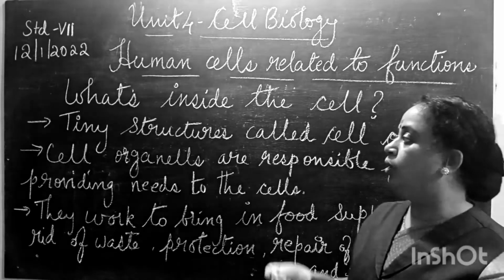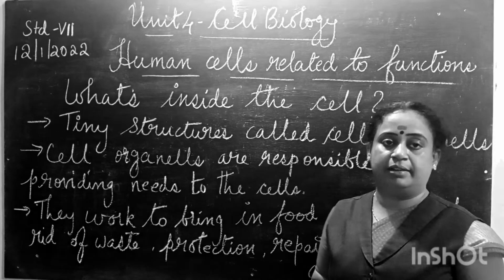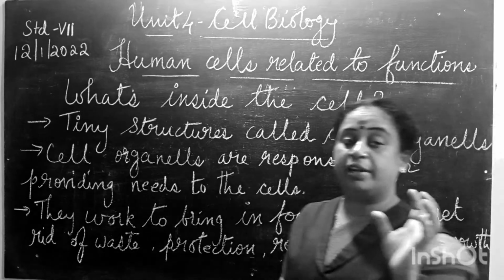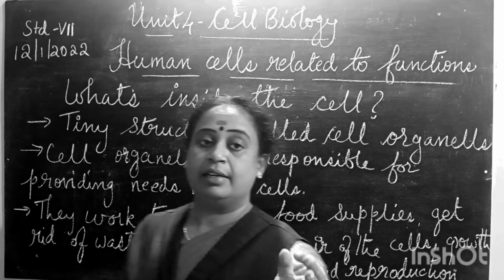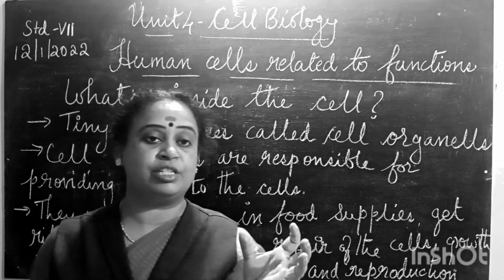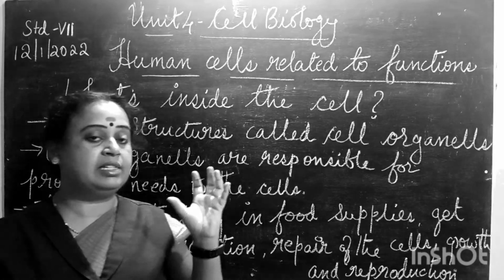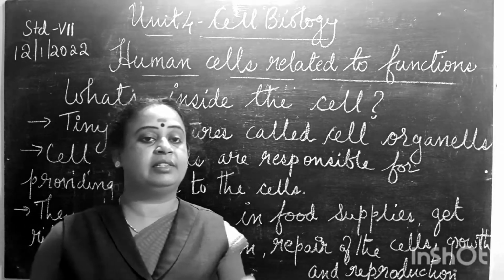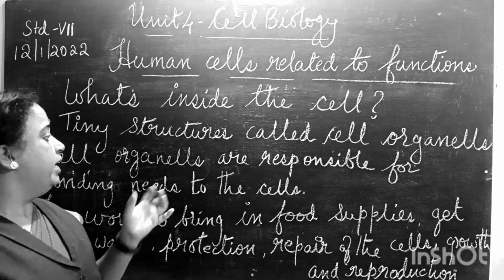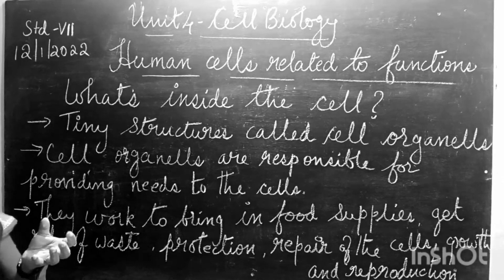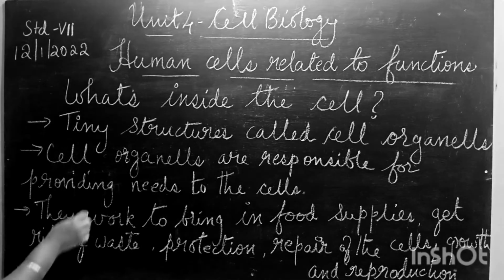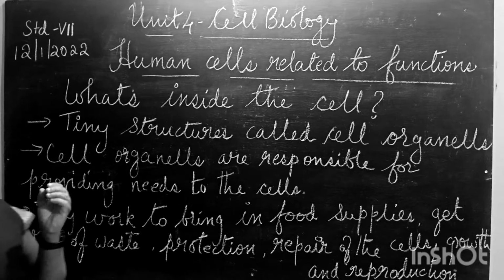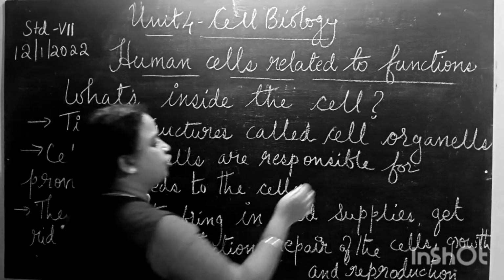Let us study what is present inside the cell. Yes, so the cell is very tiny. The size of the cell is very small and the cell has a specific shape and there are certain components present inside the cell. The components inside the cell are nothing but the cell organelles. These cell organelles are very tiny structures.